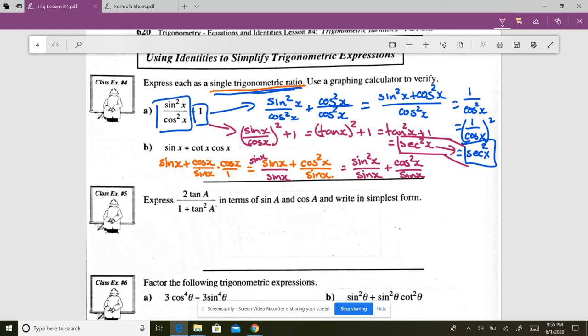We have a common denominator, add the tops together. Sine squared x plus cos squared x over sine of x. Hopefully you remember by now, sine squared plus cos squared is 1. You have 1 over sine, which is the cosecant of x. So this is the same as cosecant, it's just rewritten.